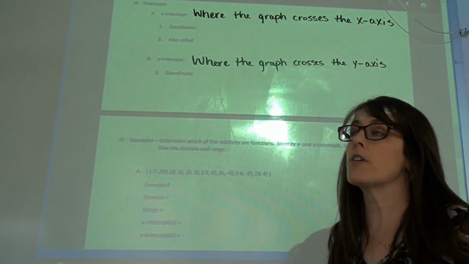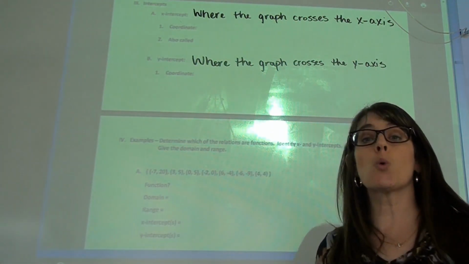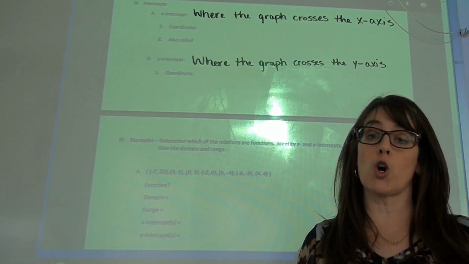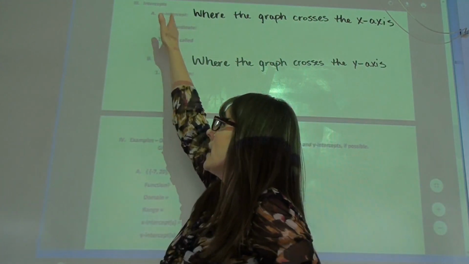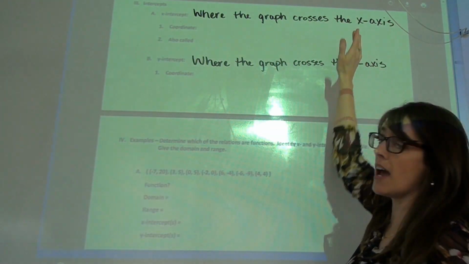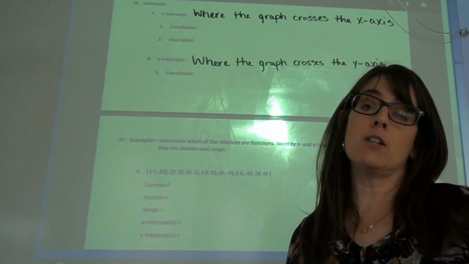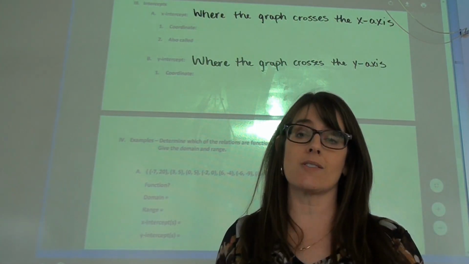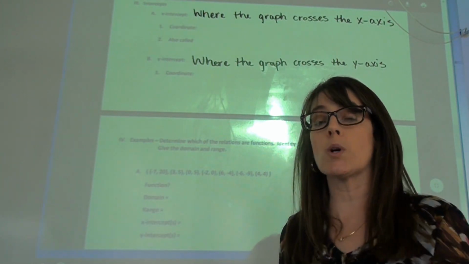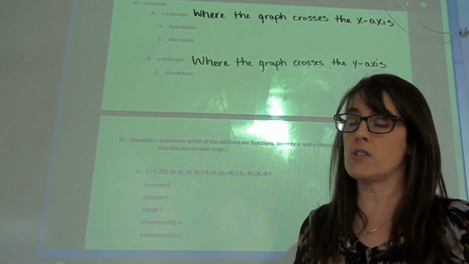Same thing here in math. So an x-intercept is going to be the point where the graph crosses the x-axis. And again, mathematicians are not creative, so x-intercept is where it crosses the x-axis. On the flip side then, same token, the y-intercept is going to be where the graph crosses the y-axis. Again, the idea of an interception or an intersect, same concept here.